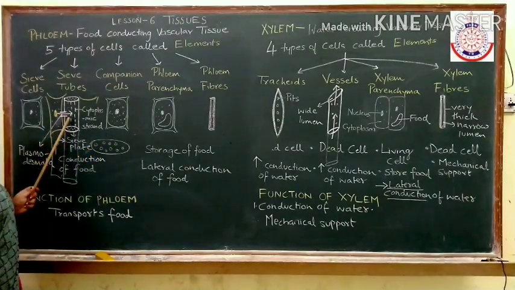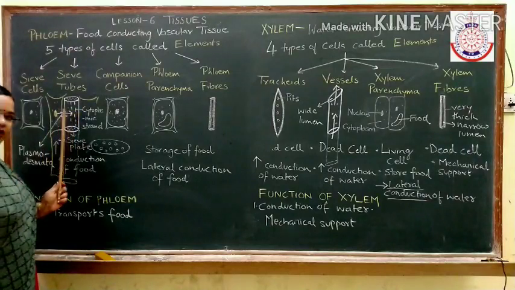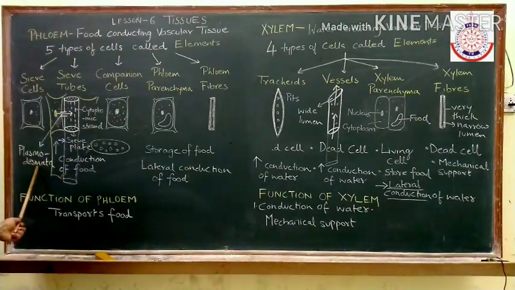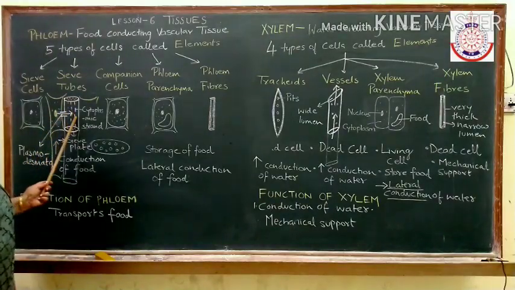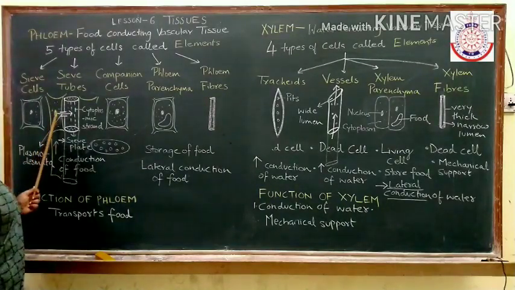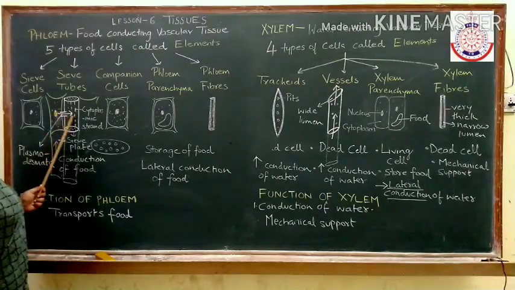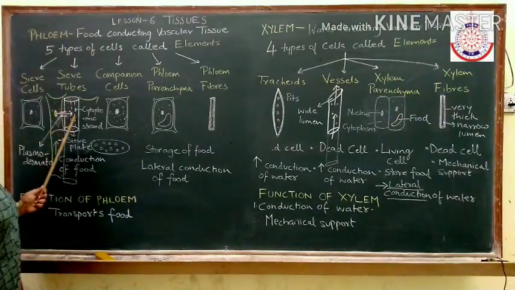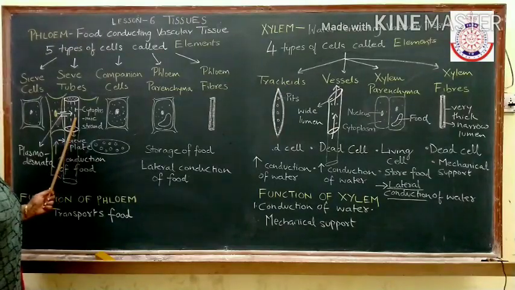Companion cell and sieve tube cell are connected to each other with the help of a structure known as plasmodesmata, due to which the material required by the sieve tube is synthesized by the nucleus of the companion cell, and the material moves again back into the sieve tube. I hope it is clear to everyone.